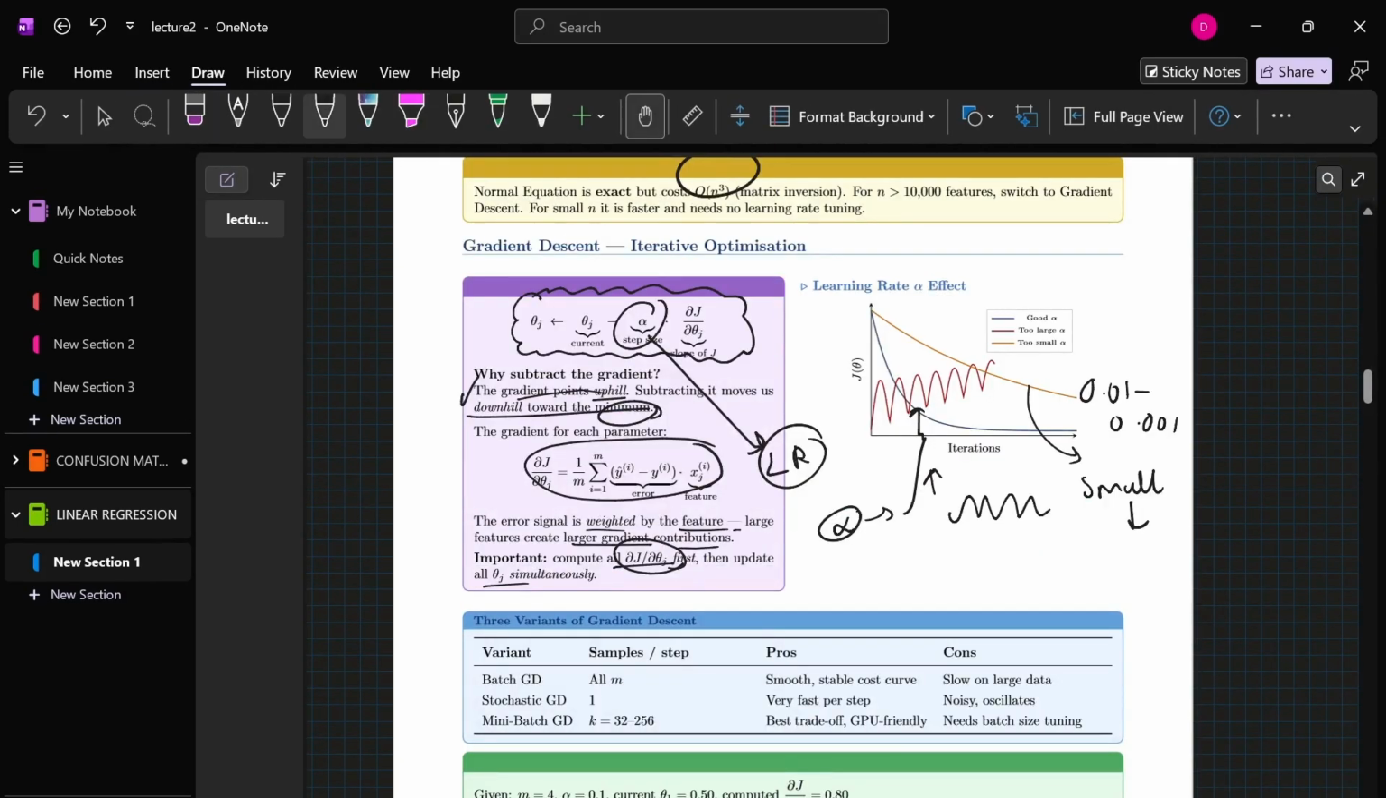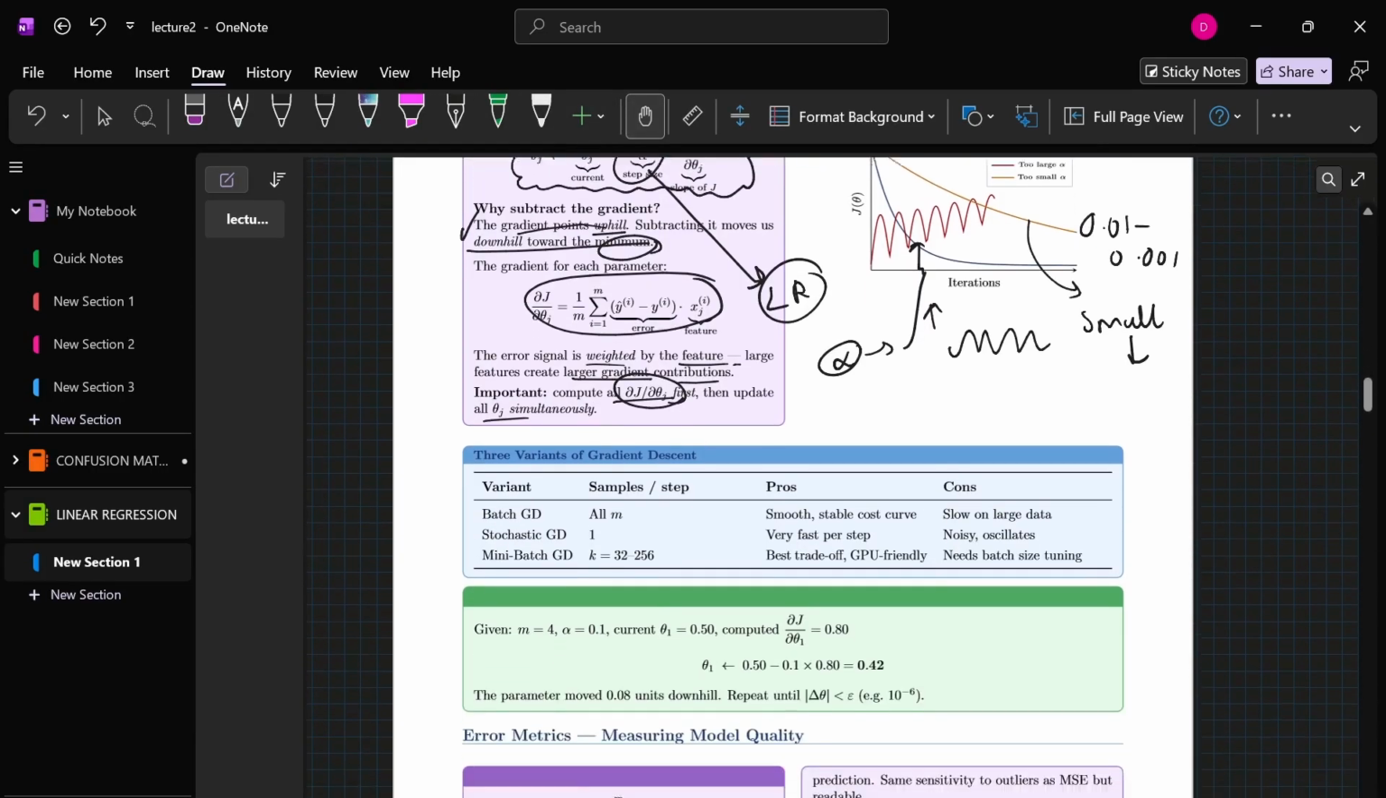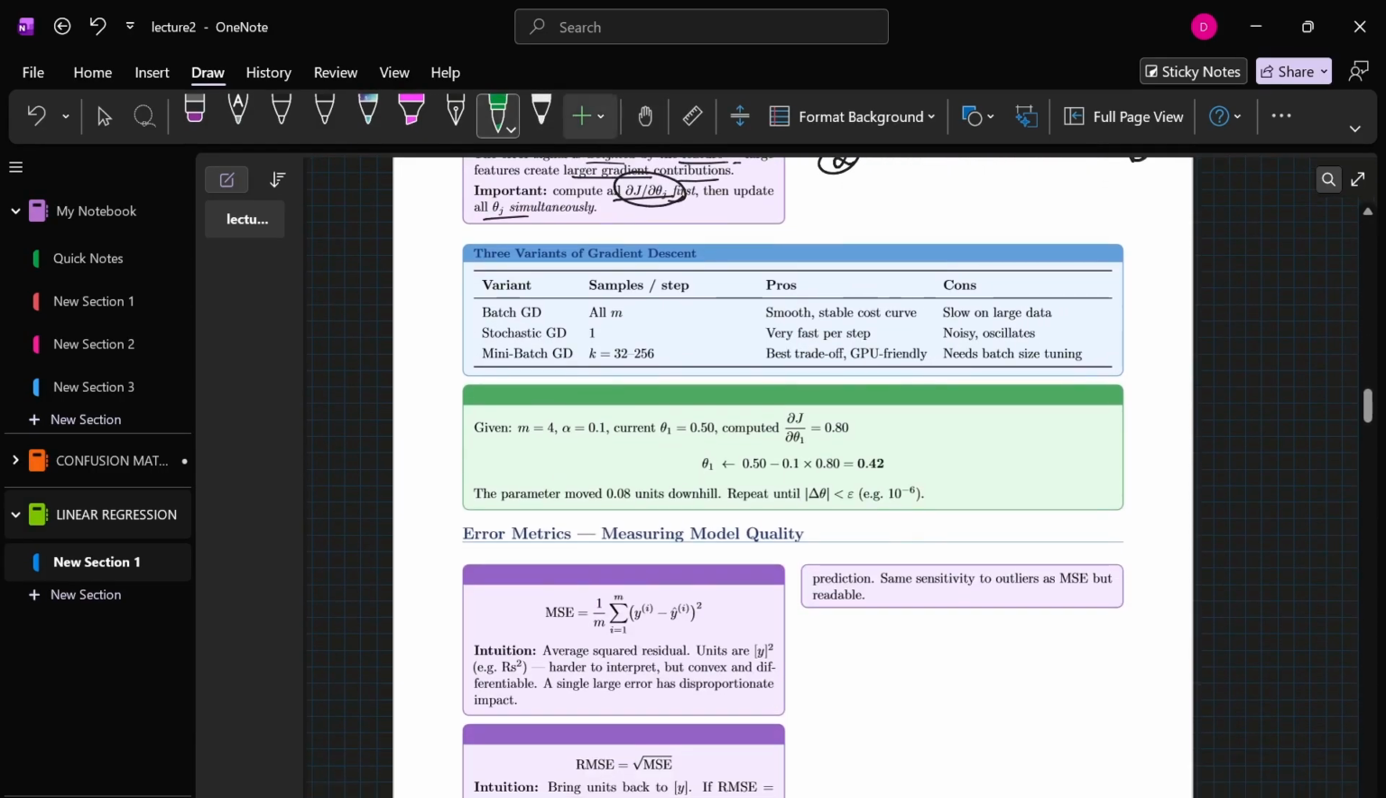There are three flavors of gradient descent which we are going to see. The first one is batch gradient descent, which uses all the m training examples for each step. The gradient estimation is accurate and the convergence is smooth, but it's also slow because m is a large value, and using all the m examples in every step becomes a bit difficult.